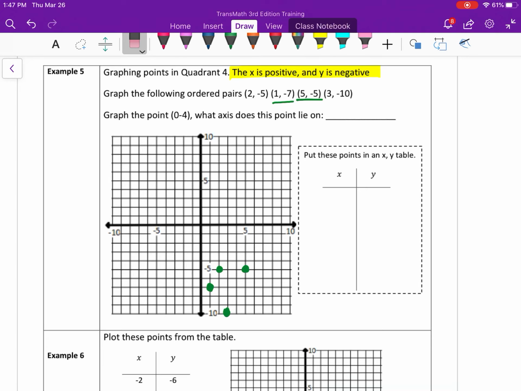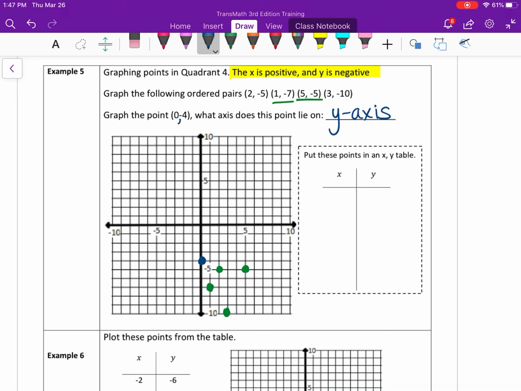Then it said graph the point 0, negative 4. So this should be 0, comma, negative 4. So 0, negative 4 means that I start at the origin, I go right and left 0. So I stay at 0, then I go down negative 4. So that one's right here. And what axis does that point lie on? That's the y-axis. So if they have an x-coordinate of 0, you stay at the origin, then you just move the y value up or down, and those will be graphed on the y-axis. So those are not in a specific quadrant either.